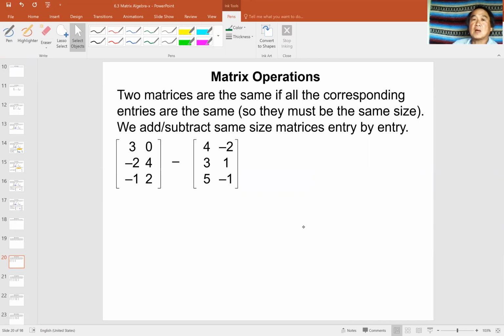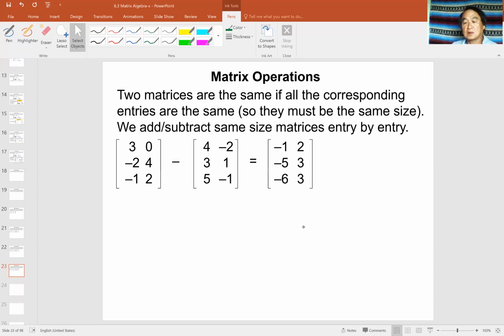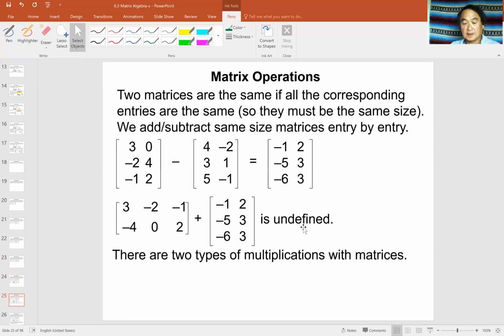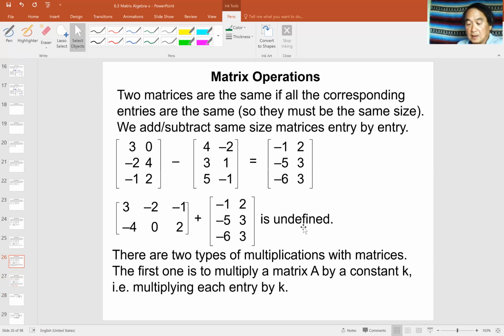When we add or subtract matrices, we require them to be the same size. So here I have two 3 by 2 matrices. I add or subtract them entry by entry. So 3 minus 4 is minus 1, and 0 minus 2 is minus 2, and so on. When the sizes are different, I cannot add them, so these two are undefined.